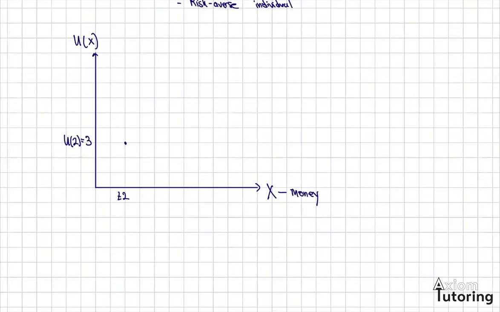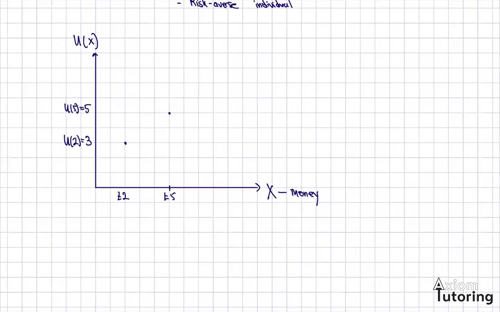Let's take another one. Let's say we have £5, and the utility there is 5. So the utility of 5 is 5. And of course, those numbers are arbitrary. I didn't have any agenda about those numbers.